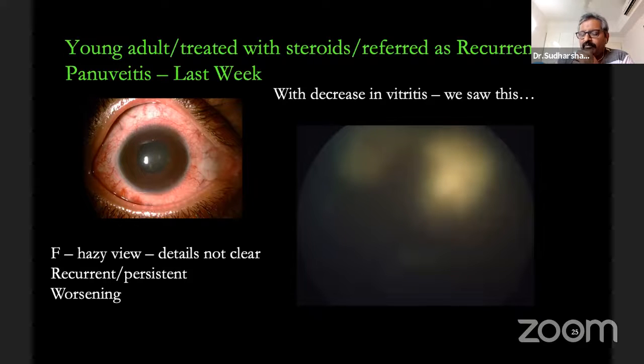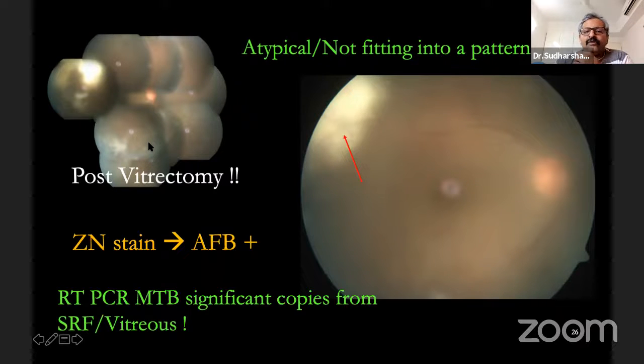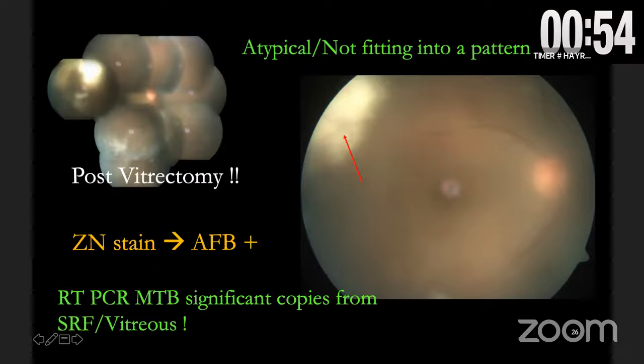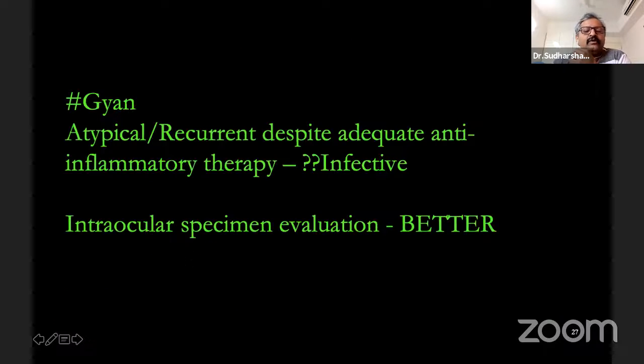We weren't willing to go ahead with another course of anti-inflammatory therapy. This patient underwent vitrectomy, and there was one clue somewhere here, but otherwise it was looking very atypical. It was not fitting into any pattern. The vitrectomized sample showed significant PCR MTB copies, and AFB was also staining. So remember that if it is atypical or recurrent despite adequate anti-inflammatory therapy, then you're probably dealing with an infective etiology.